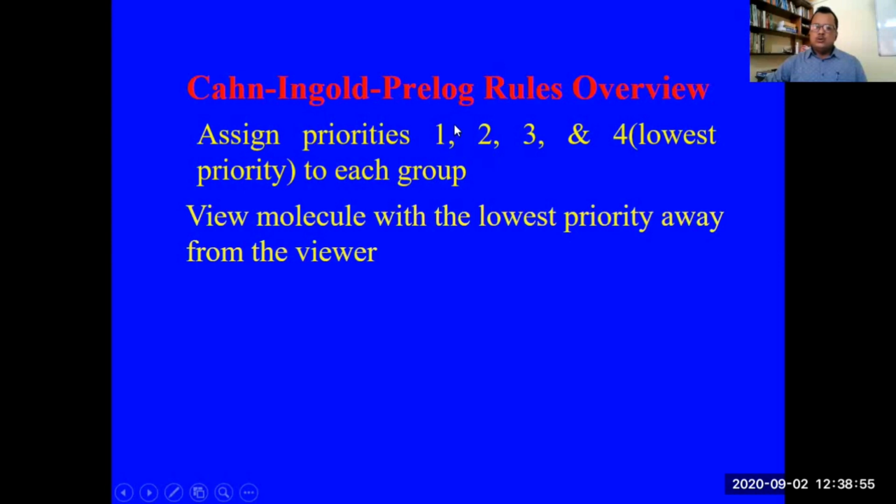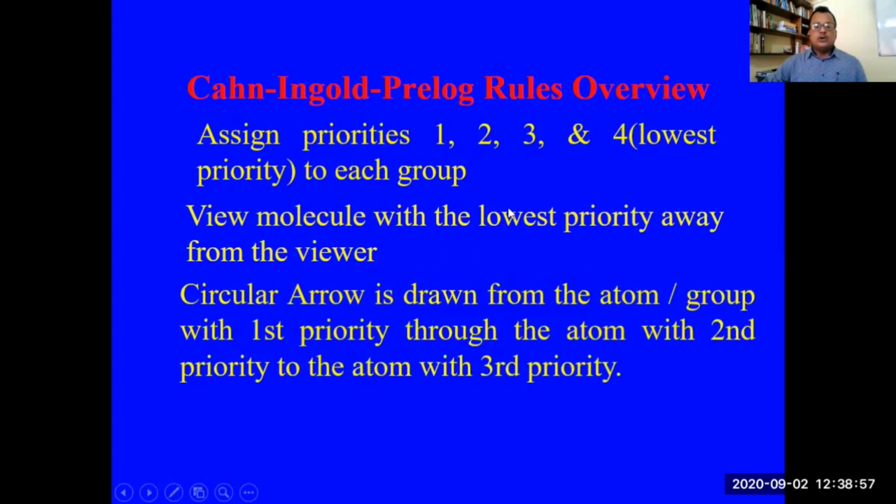Then you draw a circular arrow from 1 to 2, 2 to 3. Then you observe the sequence 1 to 2 and 2 to 3. And if the sequence is clockwise, we assign configuration R, capital R, mind it, and capital R means rectus, that is to the right. And if the sequence 1 to 3 is anti-clockwise, then we assign configuration S. S means sinister, means to the left.